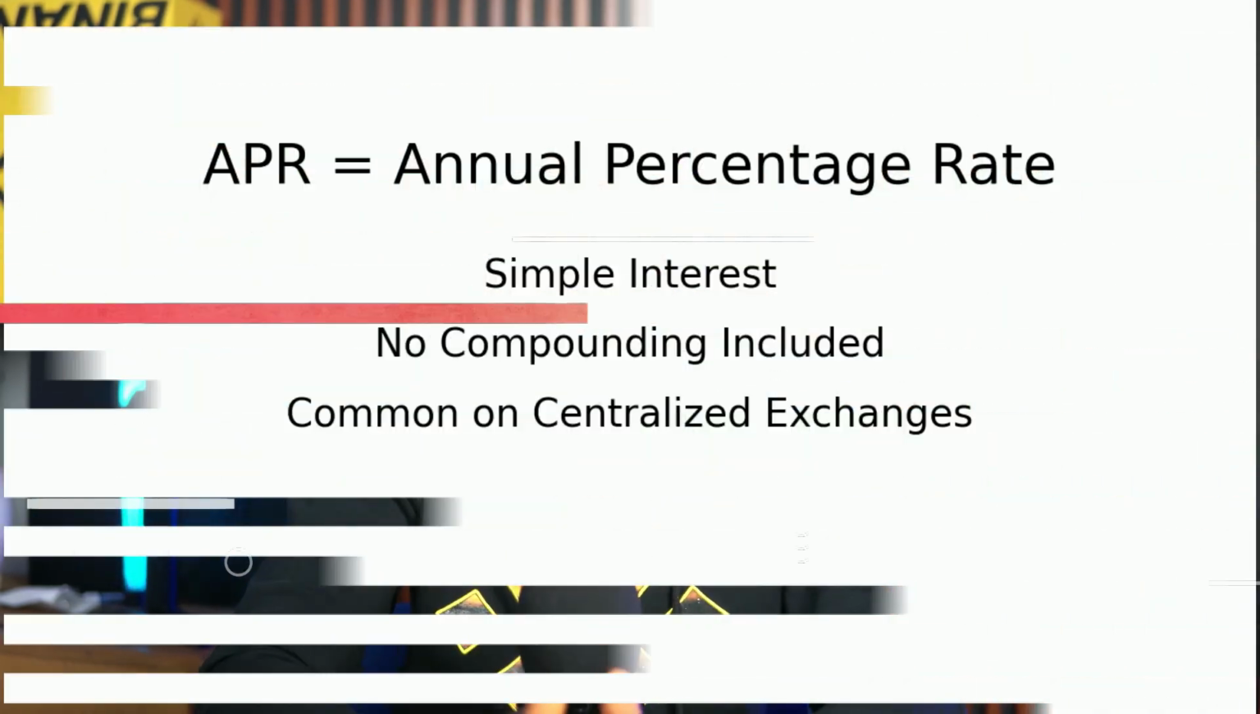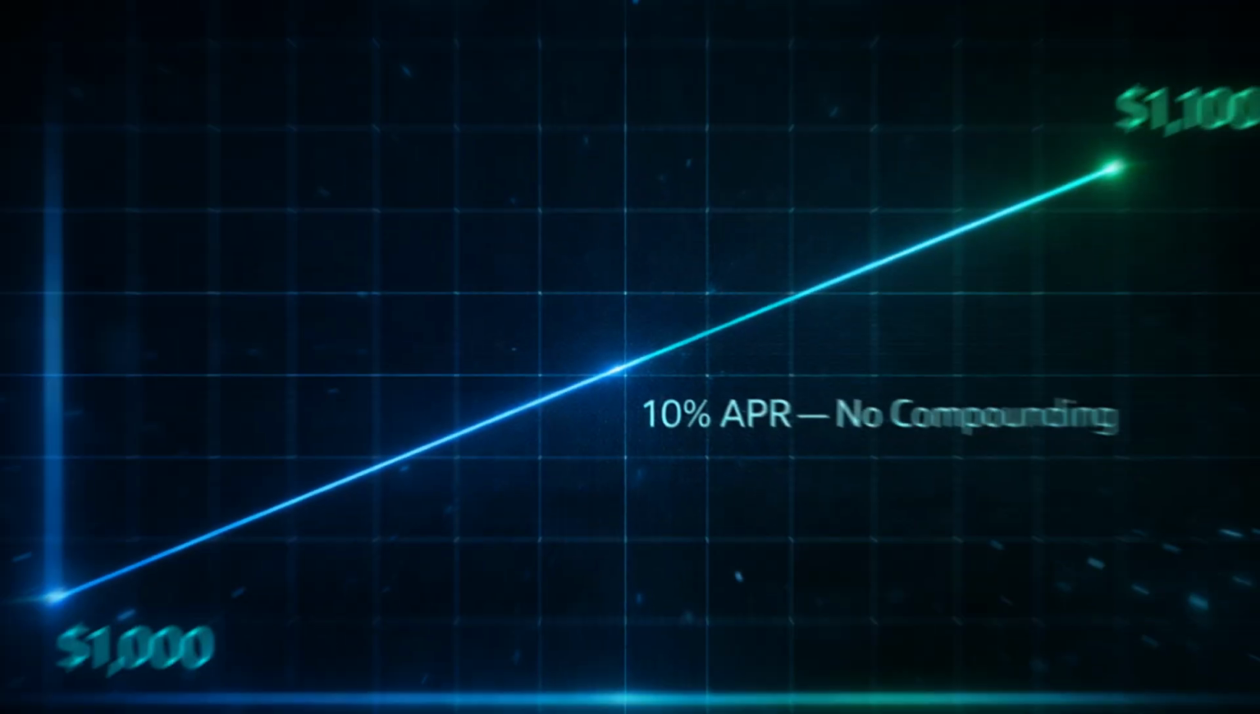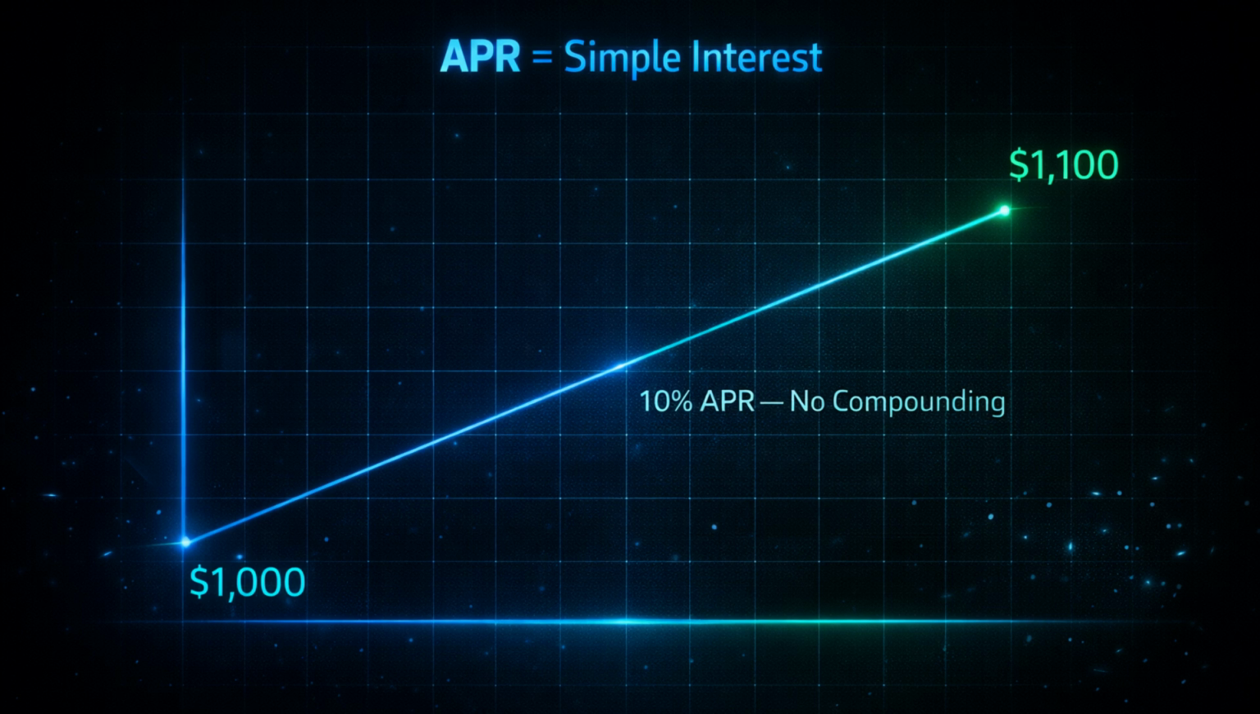Not just definitions, but how this actually works in the real world, especially in crypto. Let's start with APR. APR stands for annual percentage rate. It is the simple yearly interest rate you earn or pay on a loan or lending, all right? So the keyword here is simple interest, and APR does not include compounding. So if you invest $1,000 at 10% APR, after 1 year, you earn $100 as profit. That is it. It is straight line growth, all right? There's no interest on top of your interest.